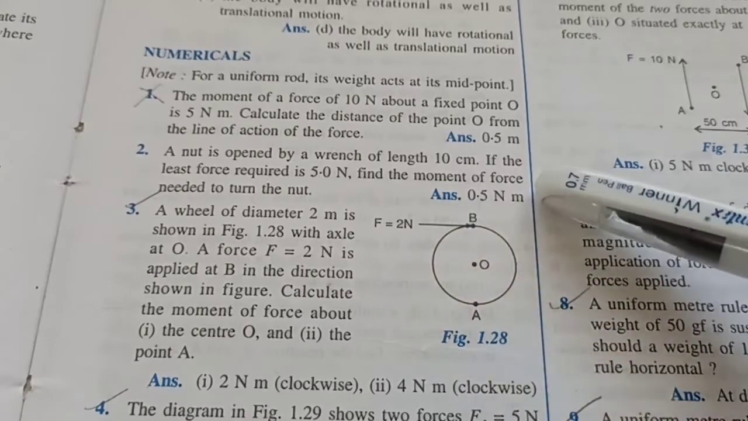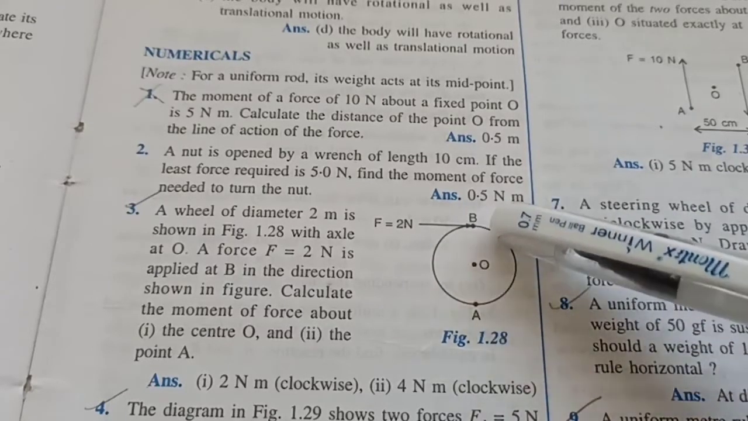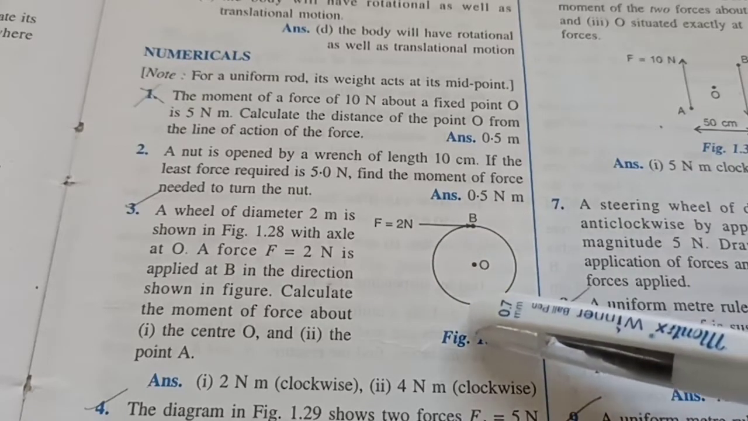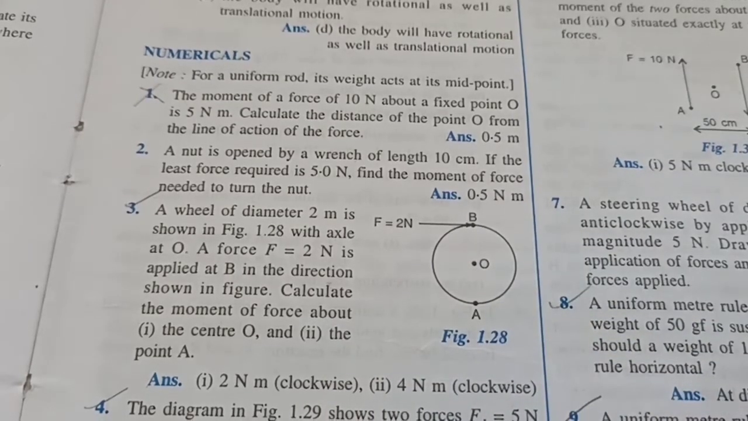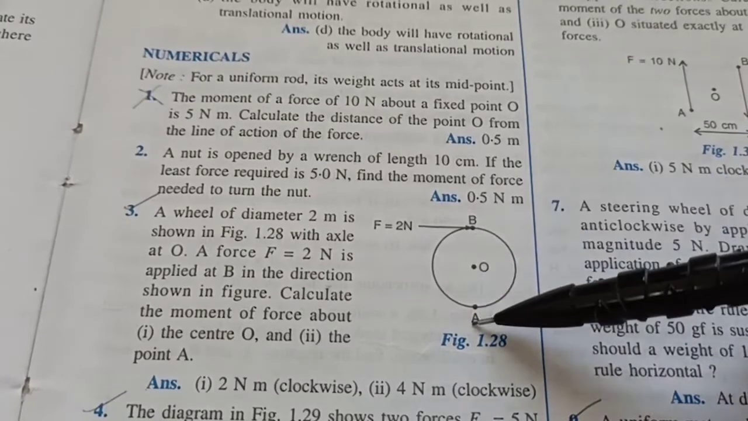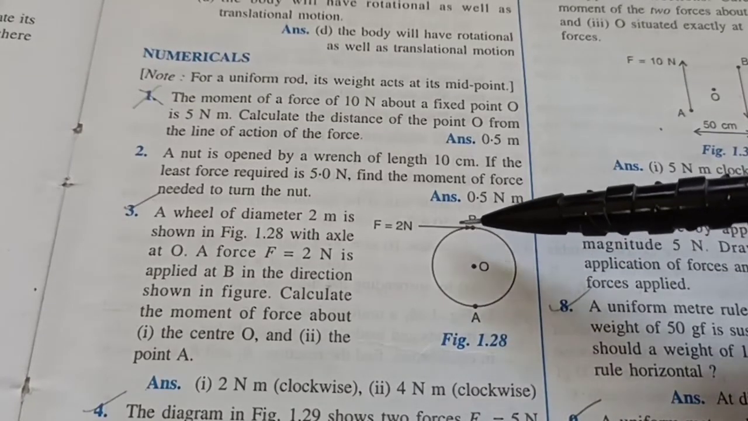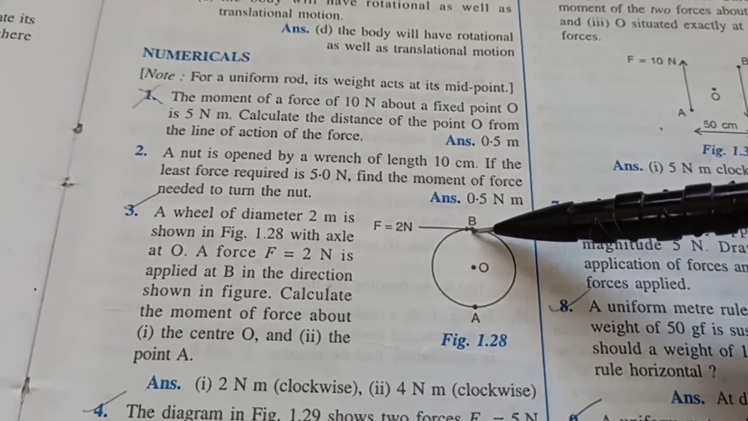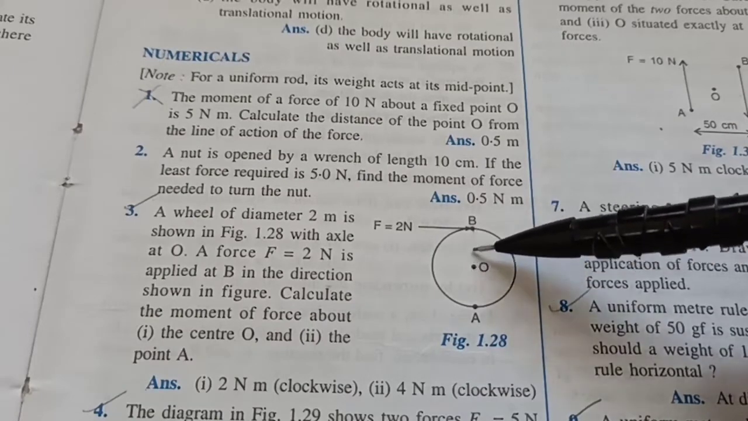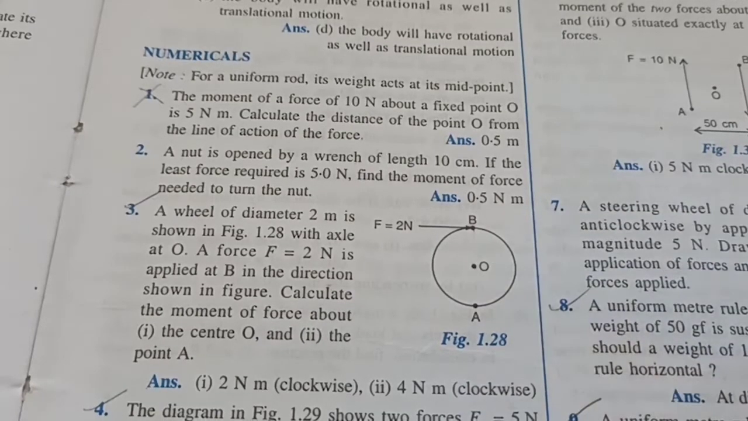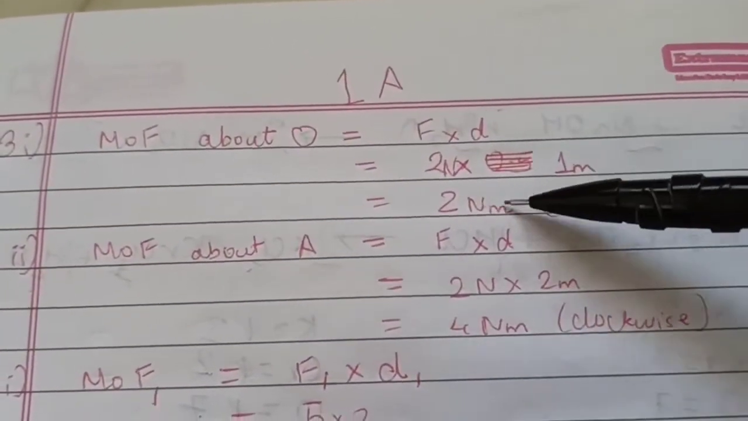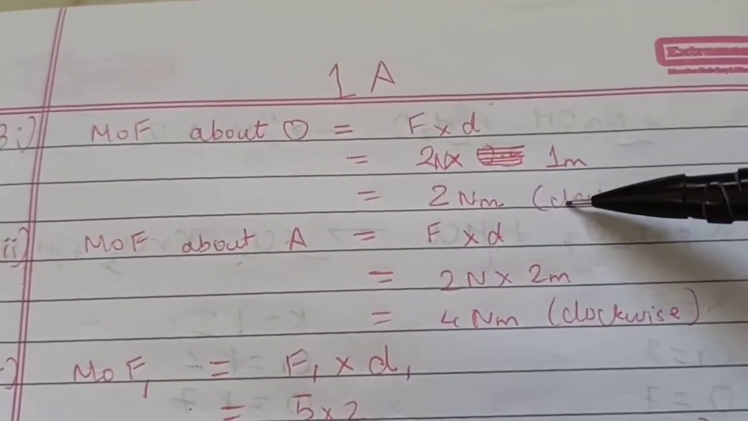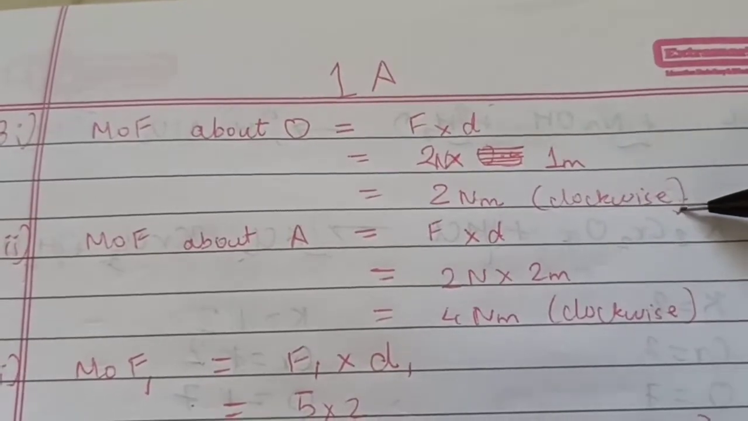The force is of 2 newtons. It will rotate this clockwise. We have to calculate the moment of force about the center O. So O is the pivot. The diameter is 2 meters. So the perpendicular distance between the point of application of the force and the pivot is the radius, which is 1 meter. And the moment of force formula is F into D, that's 2 into 1, 2 Newton meter clockwise. You should also mention the direction of rotation in every answer.